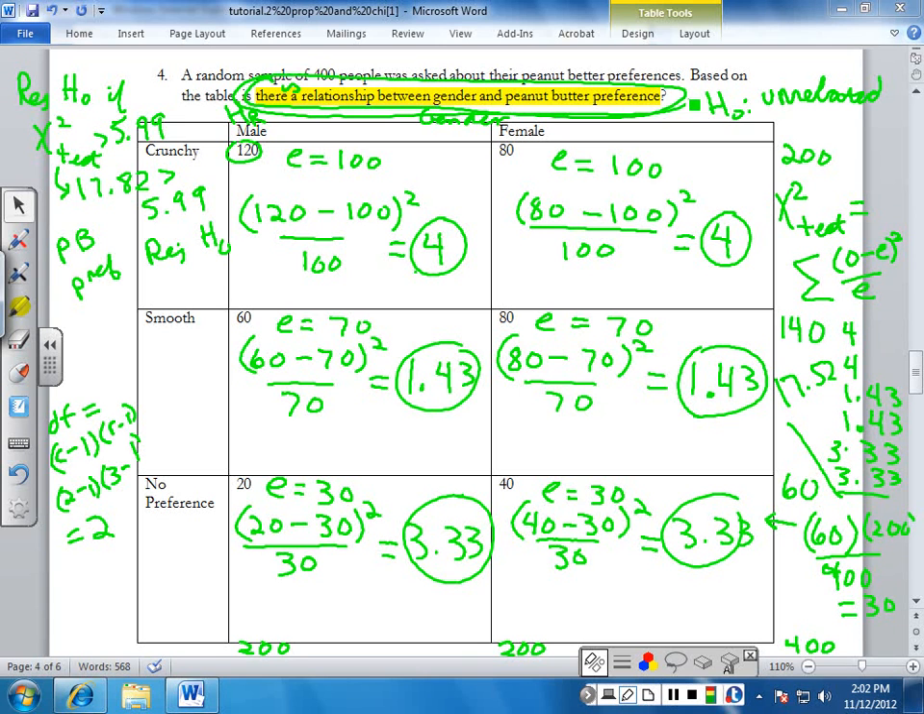Now you can look further in this and see that it looks like males like crunchy and females like smooth, and that it looks like more females have no preference. That could affect where you advertise, either to groups that already like or prefer your product, or where you might be able to make inroads into groups that are less likely to like your product.